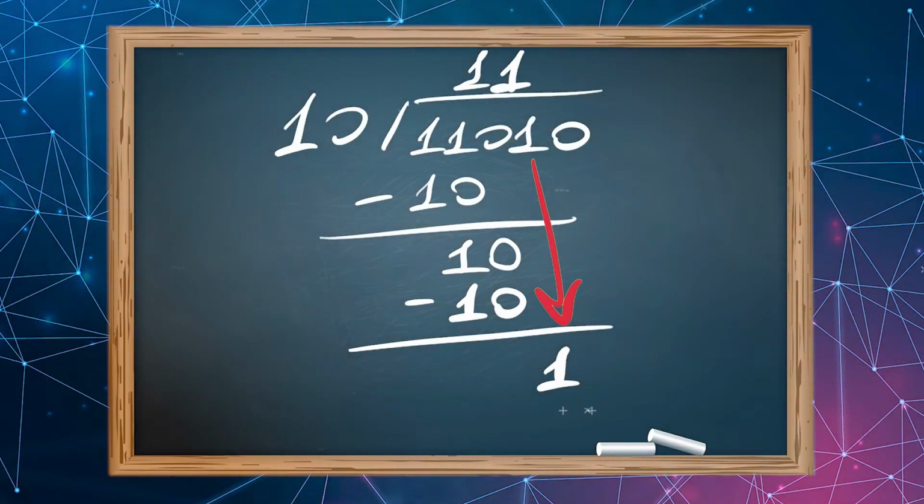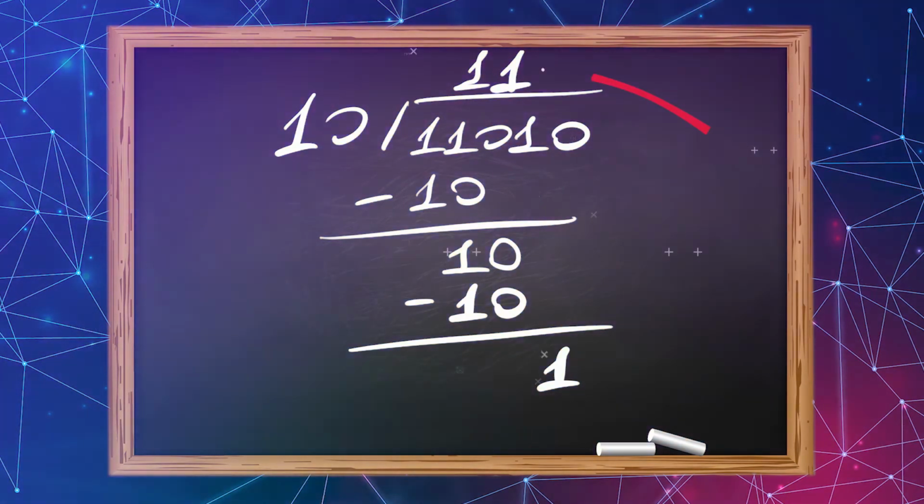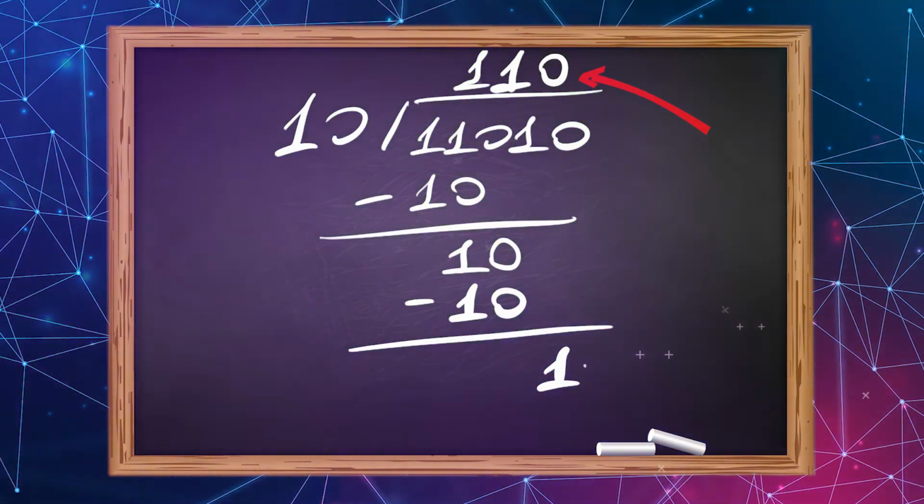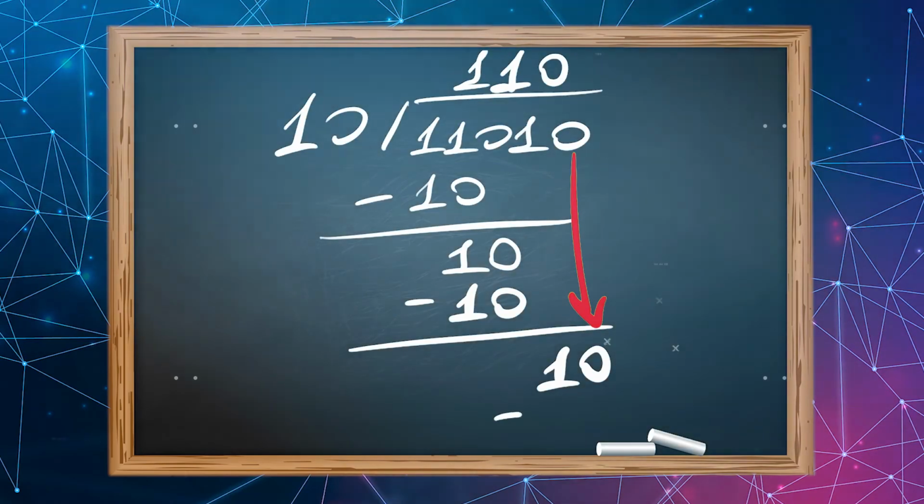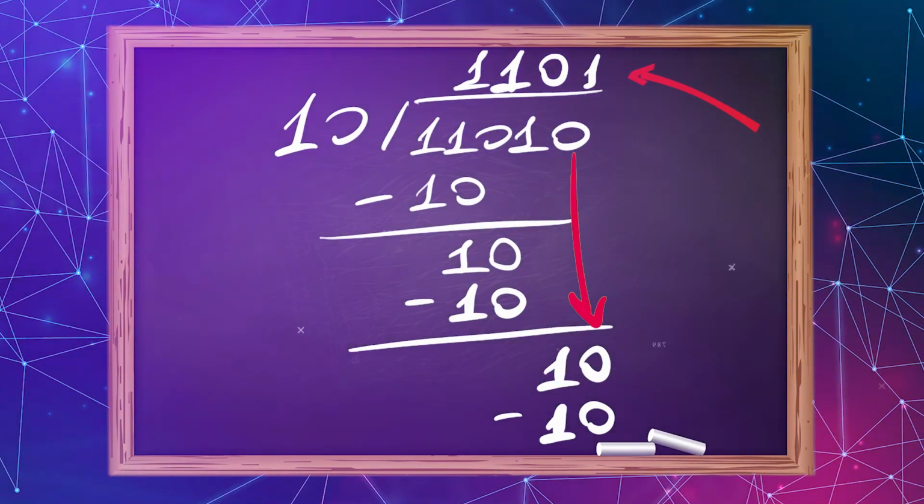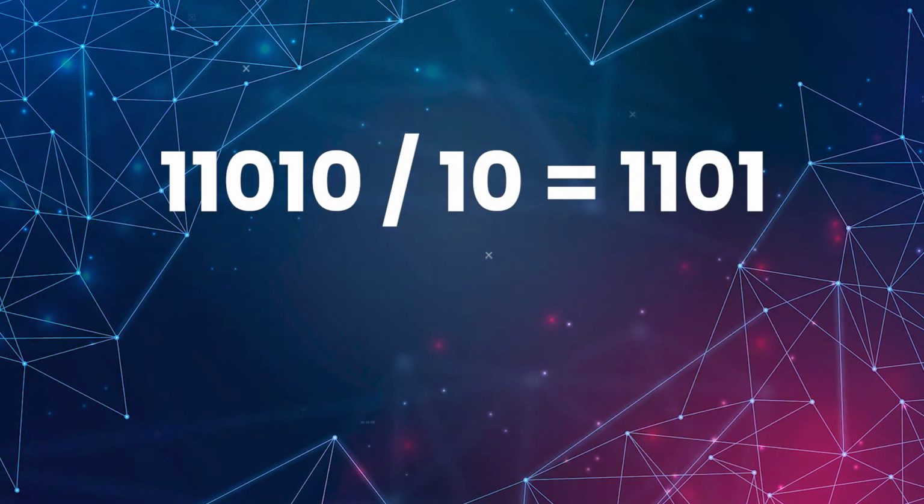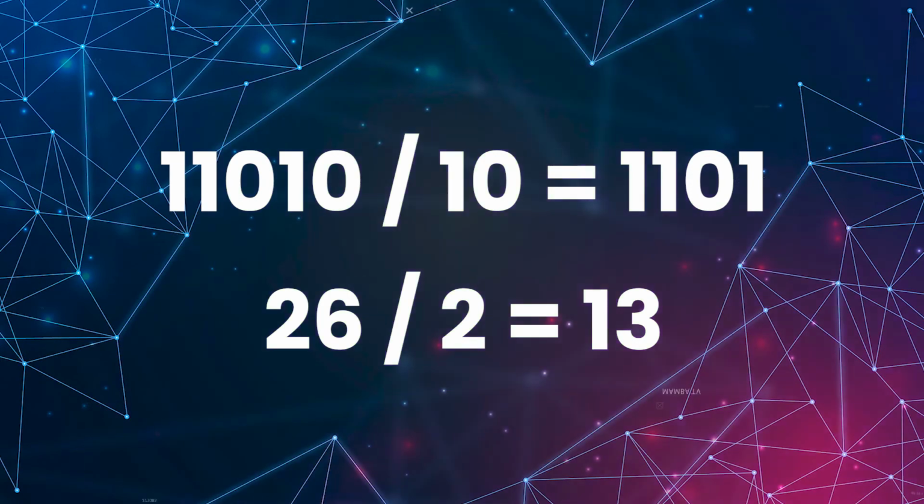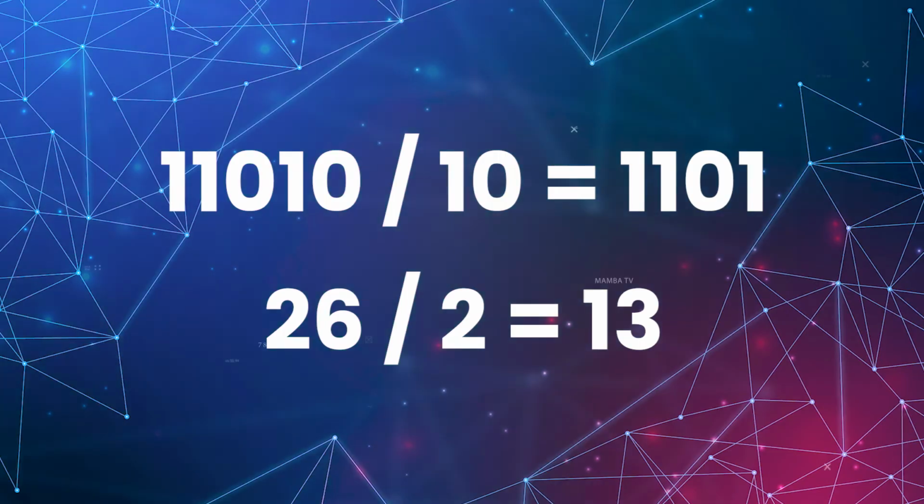This time we cannot subtract 1, 0, so we write down 0 in the quotient. We bring down the next bit. Now we can subtract them, so we write final 1 in the quotient. And just like that, we have finished division. Here is our answer. Convert to decimal to double check, and we are done.